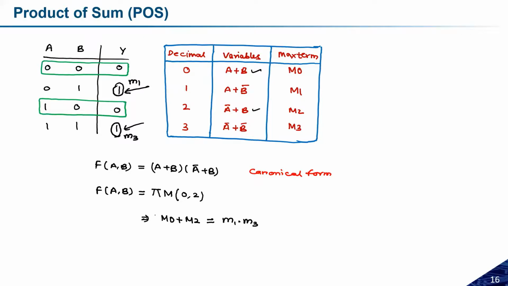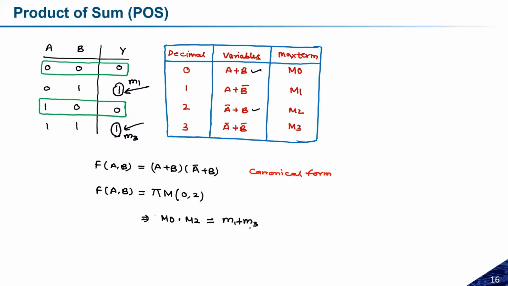Why? Because here we are finding the product of sum, and in the previous case we were getting something. I think I made a mistake. We are finding the product term. Yeah, product and summation should be here. So here m0 dot m2 is the same as m1 plus m3. Okay, so the same function can be represented like this.